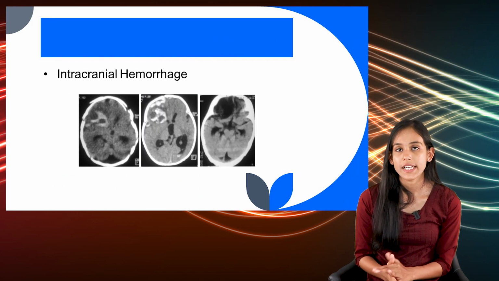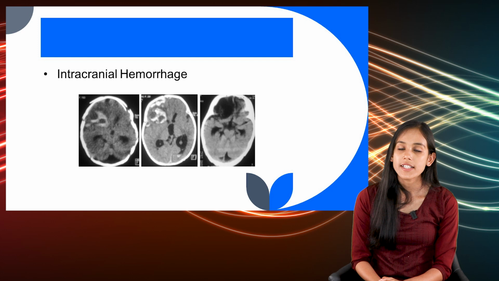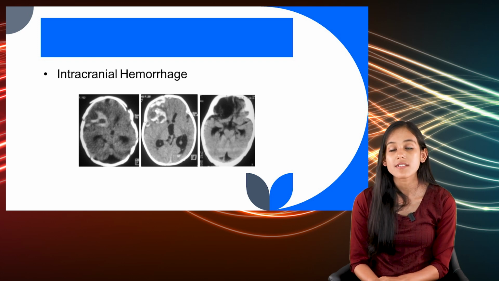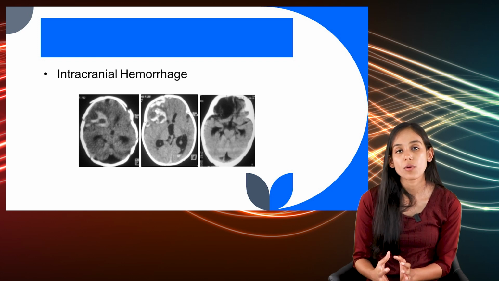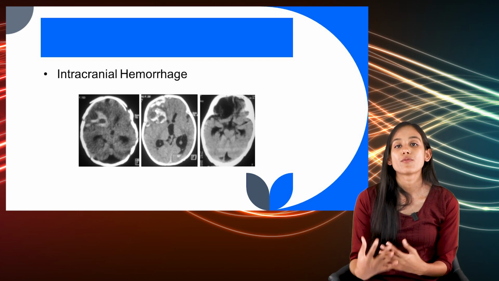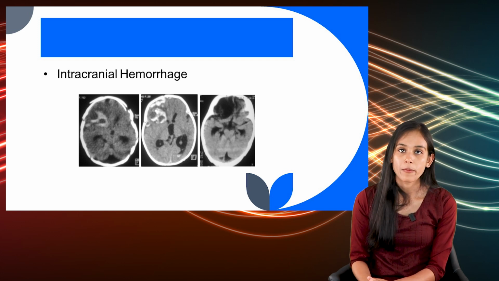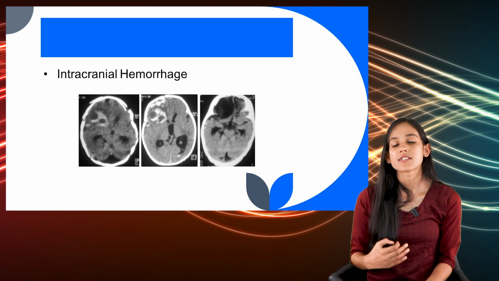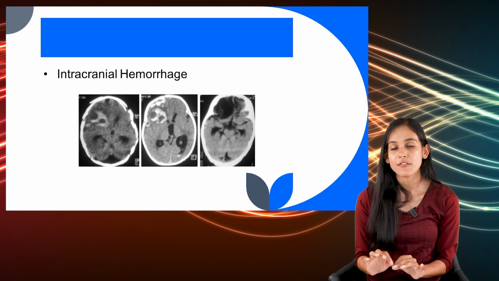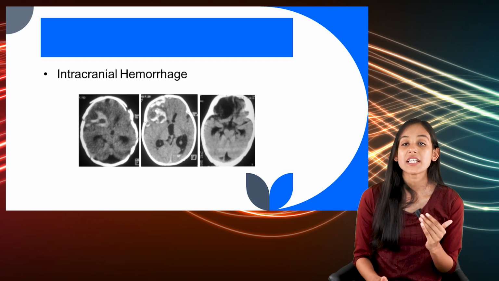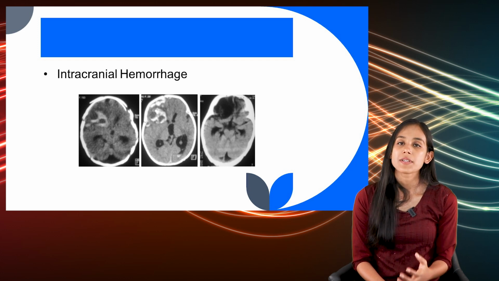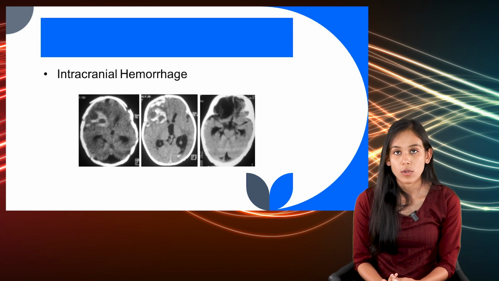And then there is intracranial hemorrhage. Intracranial hemorrhage is also common in neonates due to excessive molding of skull bones, or during forceps delivery, it is very common. So, in case there is rupture of these delicate surface veins, then there might be intracranial hemorrhage, and sometimes it can lead to neonatal death also.